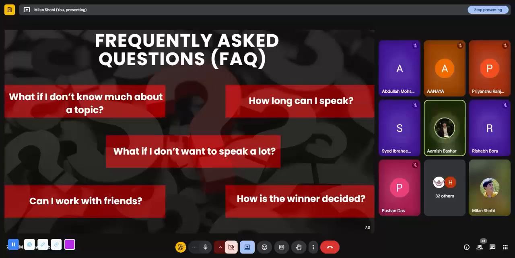Lastly, how is the winner decided? So, the executive board judges delegates based on many factors like quality and clarity of speeches, how clearly and confidently you present your country's views, teamwork and diplomacy, how well you collaborate, form alliances, and respect others during debate.